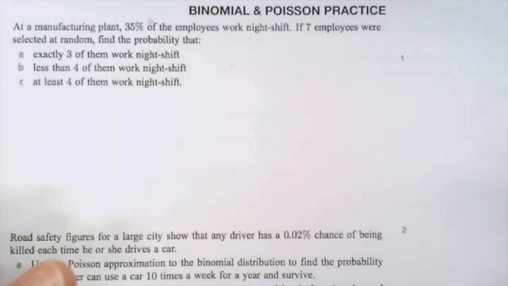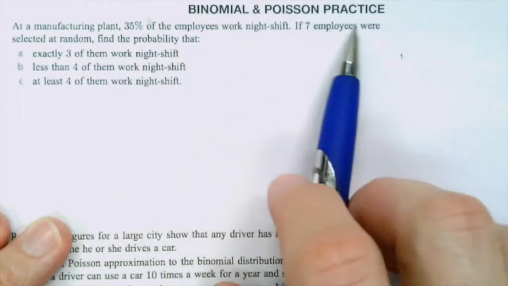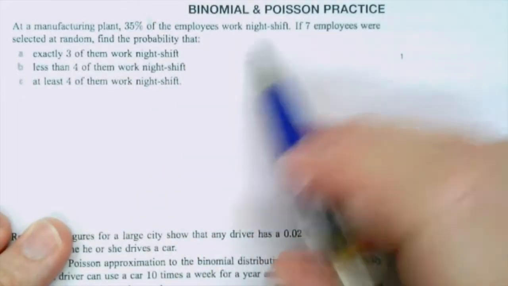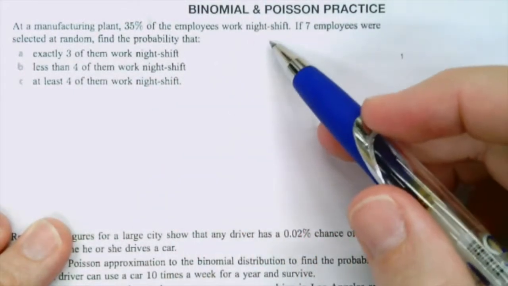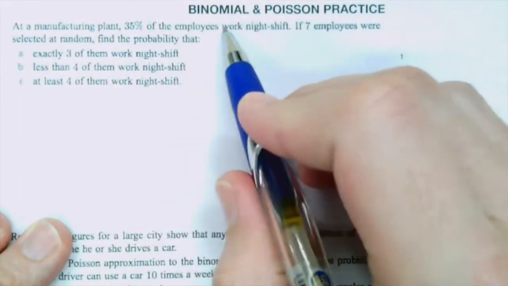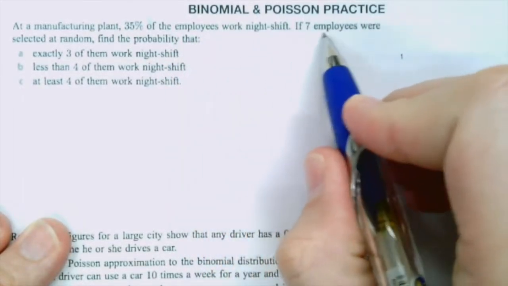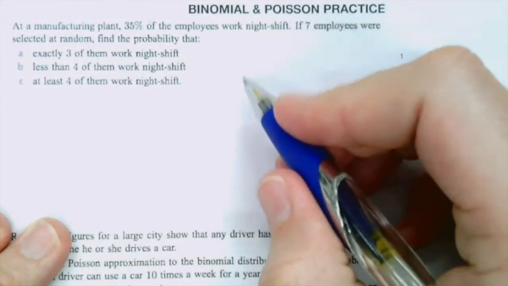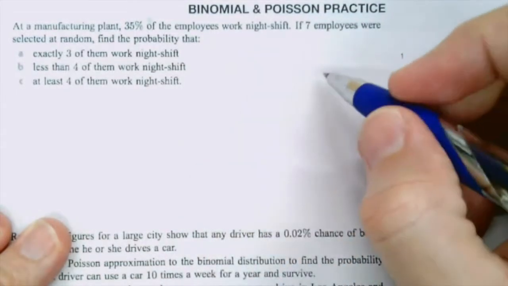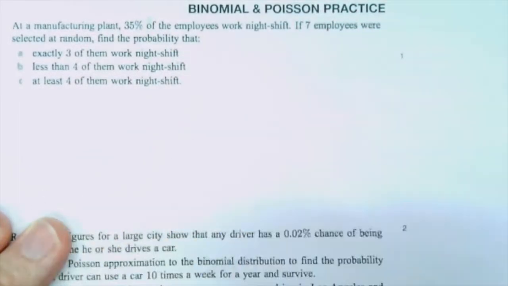All right, so the first question we did in class: at a manufacturing plant, 35% of the employees work night shift. If 7 employees were selected at random, find the probability of that. Now, you should be able to look at this and recognize what type of distribution it is. You should recognize that if I take one employee, there's a 35% probability that one employee works night shift. Now this is asking about 7 employees, so take one employee, does it work night shift? Take the next one, does it work night shift? Take the next one. So each one of those employees is a different trial, and each one has the same probability that they work night shift.